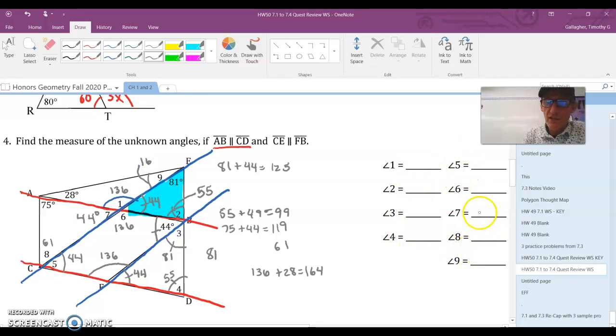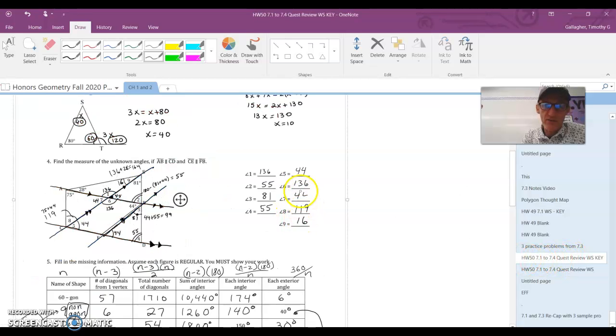So fill in the blanks here with 1, 2, 3, 4. Do that on your own, okay? That's not so bad. You can do it. If you want to check the answer key, you can. I think I have them right here. Okay, 136, 55, 81, 55, 44, 136, 44, 119, 16, okay?